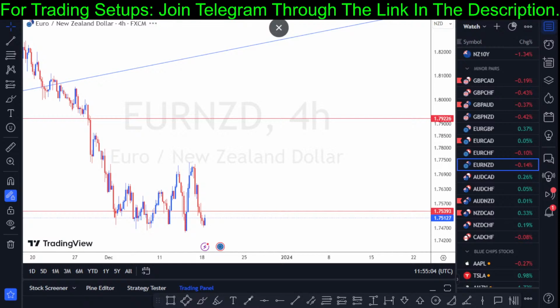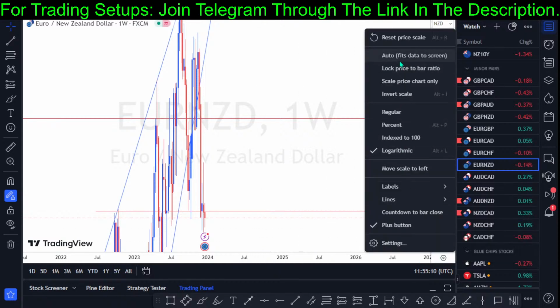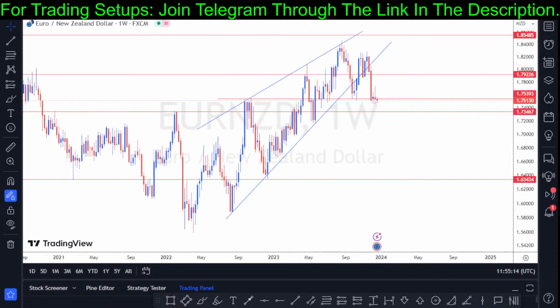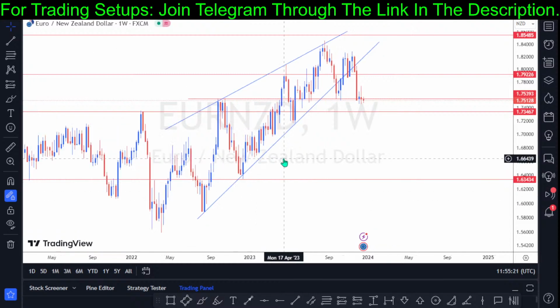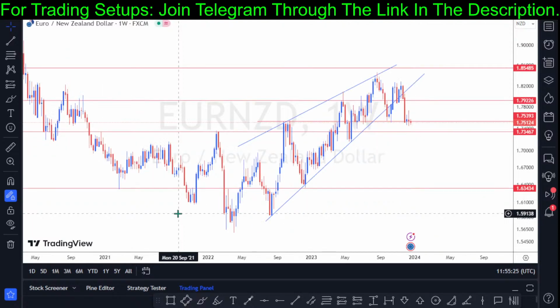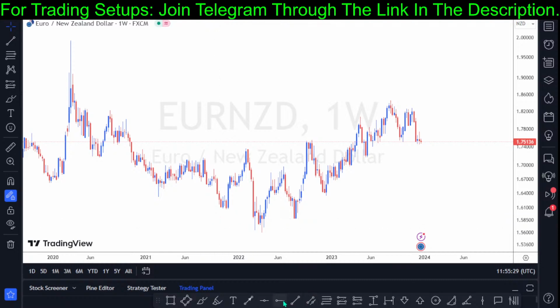So the first thing we're going to do is move to the weekly chart. That is the first thing we want to do right here. We move our chart to the weekly chart. Okay, so here comes the weekly chart of the Euro paired against the New Zealand. So let's mark our key level structures on this price chart right here. Let's clear this off, and let's try to mark these key level structures once again.